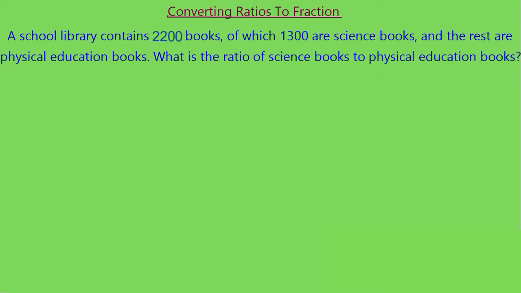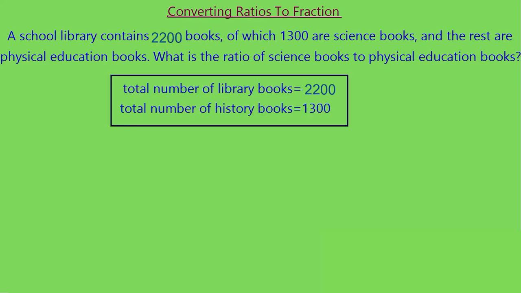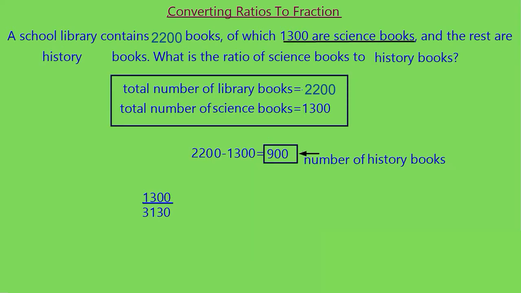In this next question, there is a school library that contains 2,200 books, of which 1,300 of those books are science books. The rest are just history books. And we were asked to find the ratio of science books to history books. The total number of history books was not given. But it is quite easy to find, since we have the total amount of books in the library, and also the total number of science books. So we just subtract 1,300 from 2,200 to get the number for the rest of the books, which are just history books. So subtracting 1,300 from 2,200, we get 900, and that is the number of history books that the library contains.